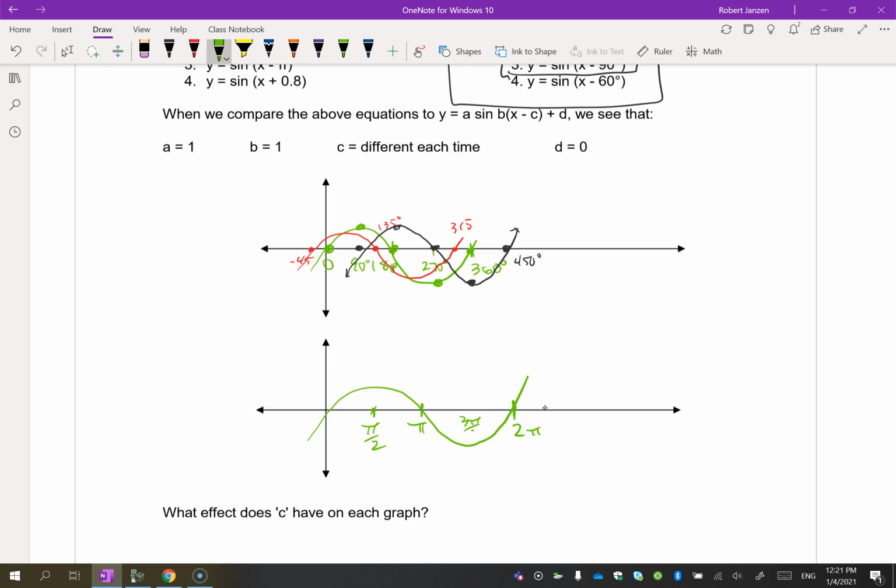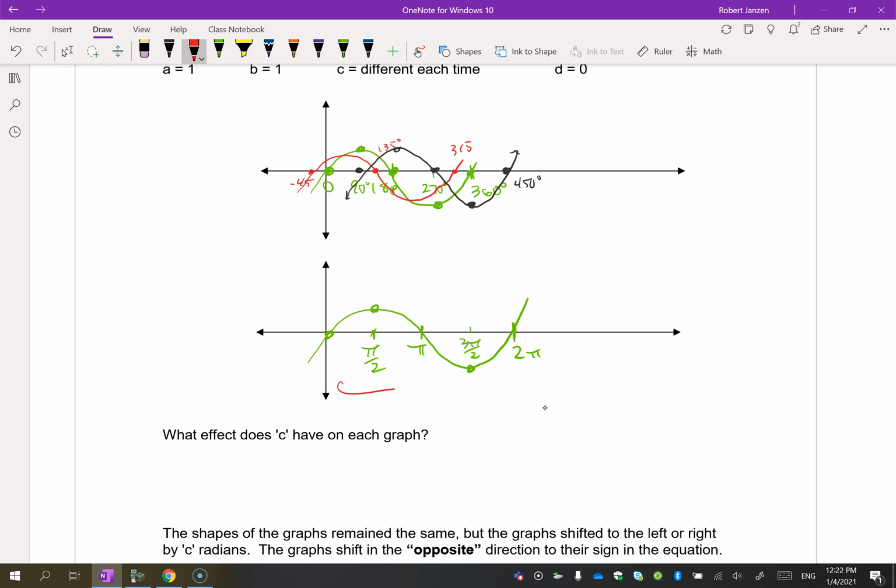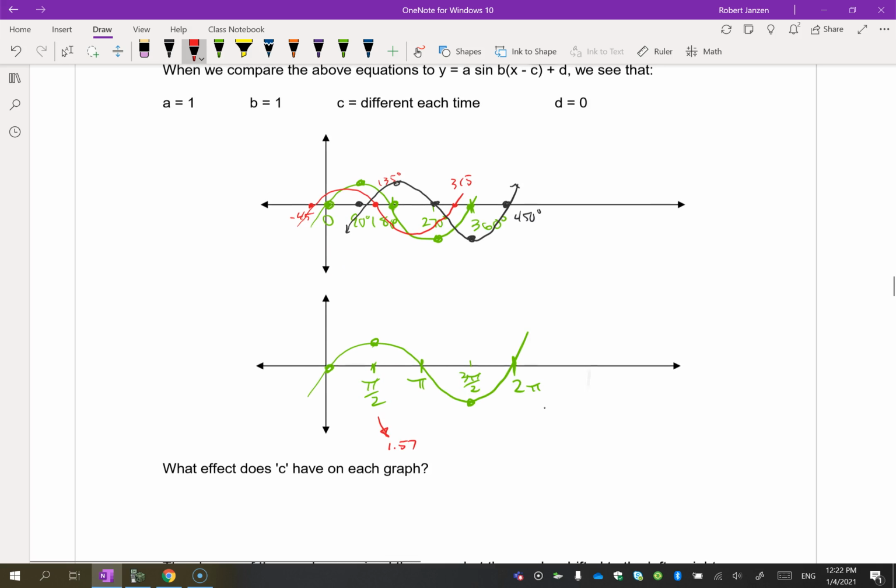Okay, so that's your original graph, and then it asks us to move it right 1.6 units. Well, this is a little hard because we don't have 1.6 units anywhere here. But you should know that pi divided by 2 is 1.57. That's pretty much 1.6. So what we're going to do is take each of these dots and move it to the right 1.6 units. So it's going to be about there. If I go this far, it'll be about here, here, here, and here.